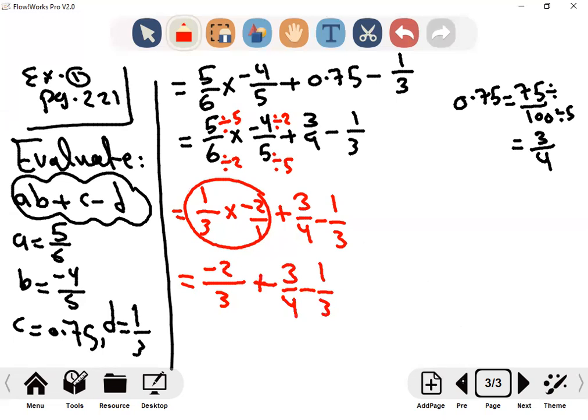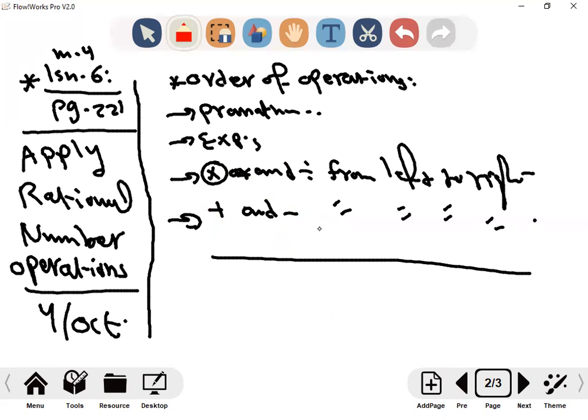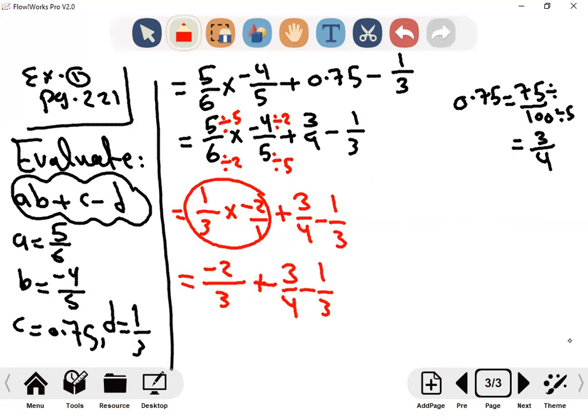The last step is what? Add and subtract from left to right. What's the meaning of from left to right? It means what comes first from left to right, you do it first. Okay? After you are done with multiply and divide, you will go to the addition and subtraction.